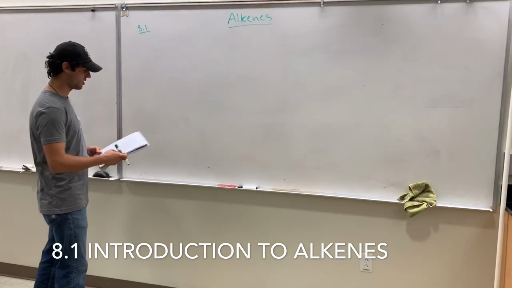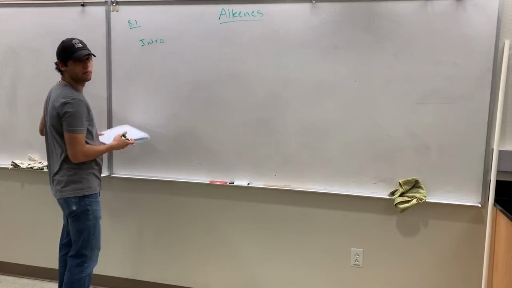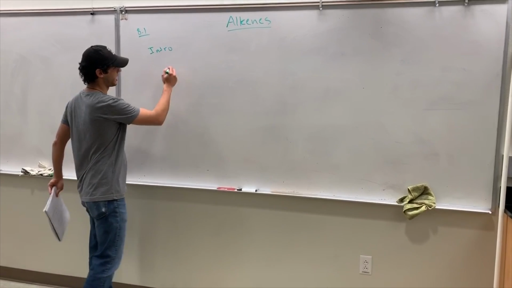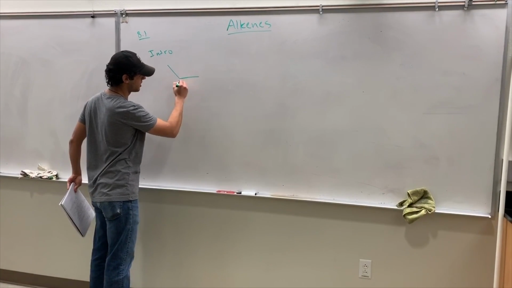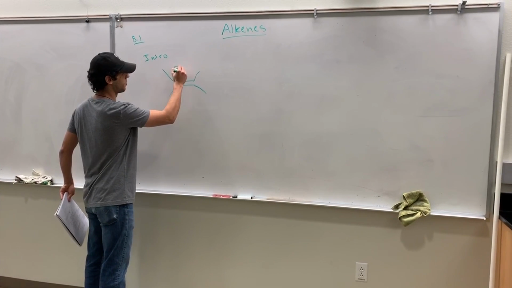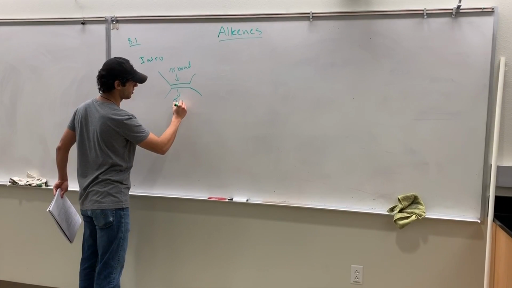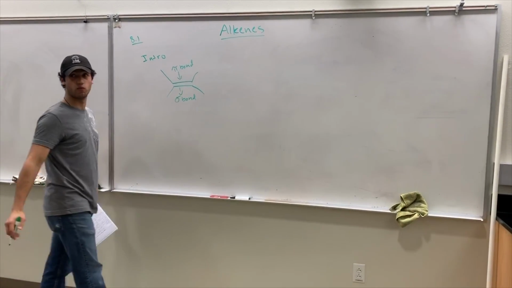Chapter 8, Alkenes, Introduction. Based on what you know from functional groups, an alkene looks like this, where this is a pi bond and this is a sigma bond. An alkene only has one pi bond.